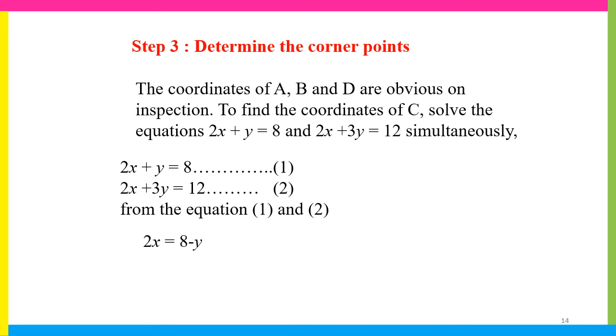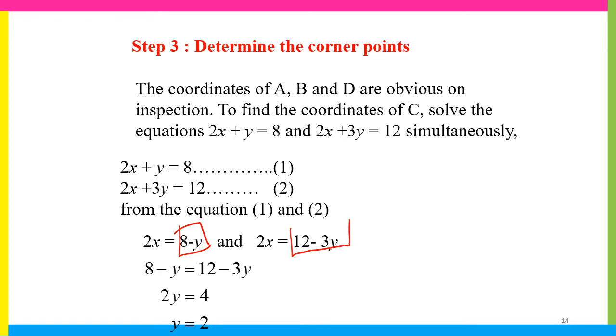Dia jadi 2x equal to 8 minus y. Yang tu satu lagi, and 2x equal to 12 minus 3y. So dia compare the right sides ni. 8 minus y equal to 12 minus 3y. Ataupun you boleh buat je equation 1 minus equation 2 kan. 2x minus 2x 0. Y minus 3y is negative 2y. 8 minus 12 is negative 4. So y is equal to 2. Sama jawapan dia. Selesaikan. Okay, and then dia dapat y equal to 2.